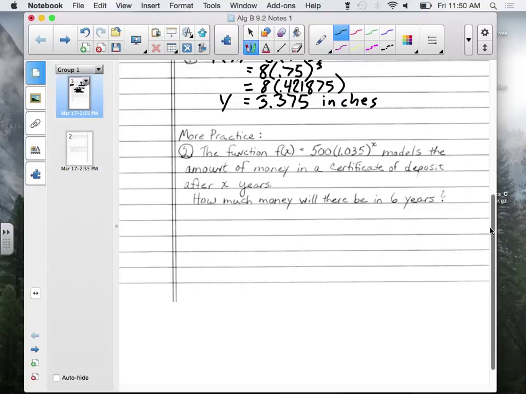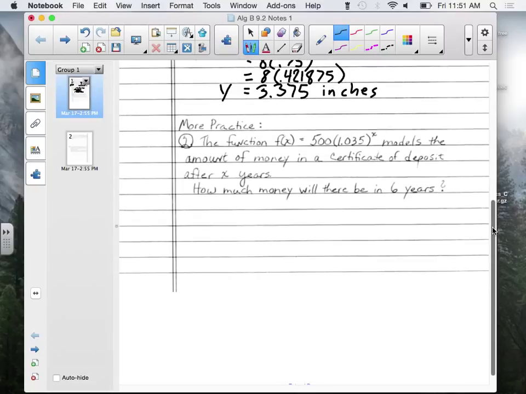What does f of x have to do with, what's it representing? Money. Amount of money. Amount of money what? And a certificate of deposit. That you're gonna have after a certain number of years. After 6 years. So when you are supposed to find it after 6 years, where would you be plugging the 6 in? The x. For the x, okay, now you can work on your own.